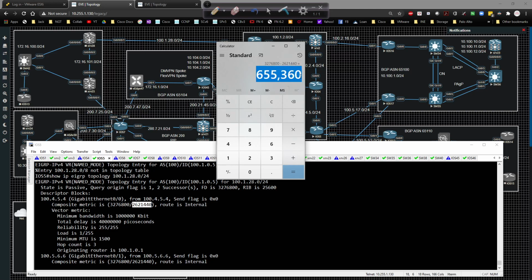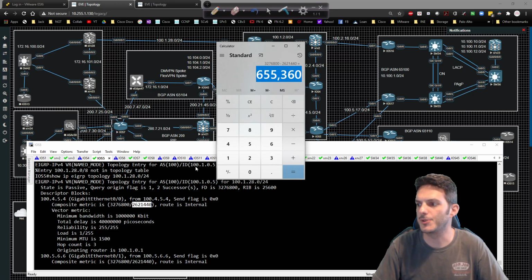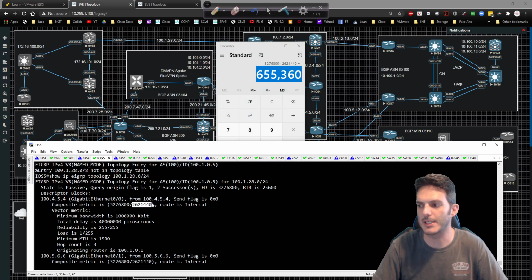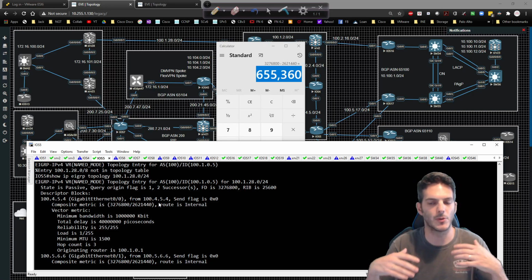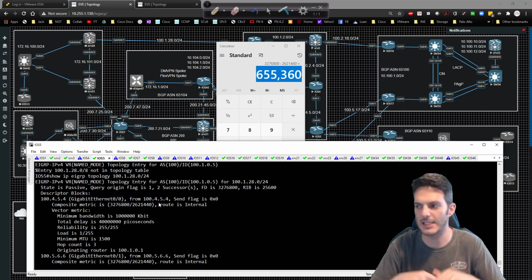This right here is going to be the local distance. The 262,144 is what my neighbor is sending to me to get to the destination. You take those two and you combine them. So the 262,144 and the 655,360 together equal 327,680, which is going to be our feasible distance. So if I wanted to figure out how the network is broken down, I could look at this information and figure it out.